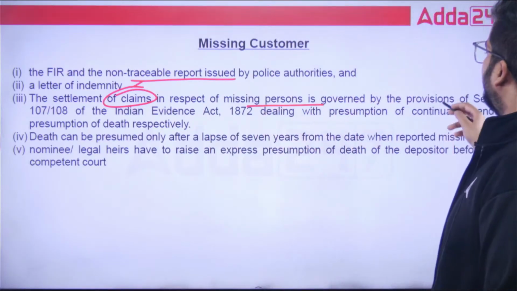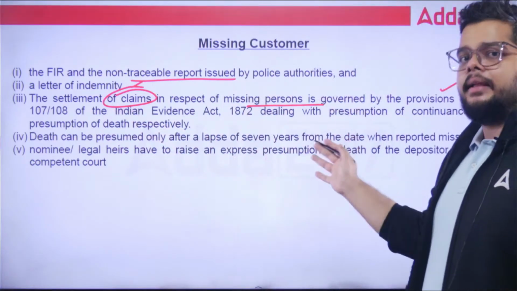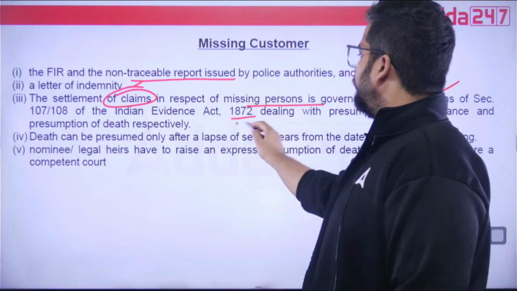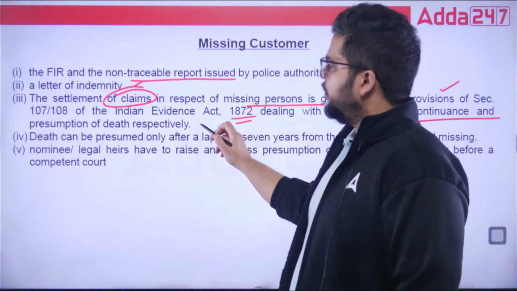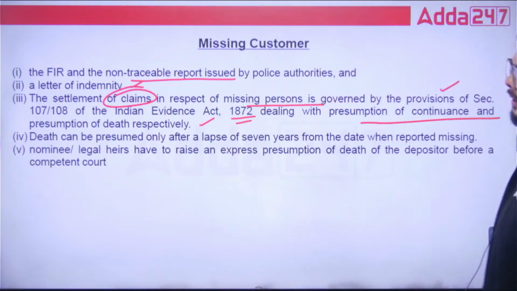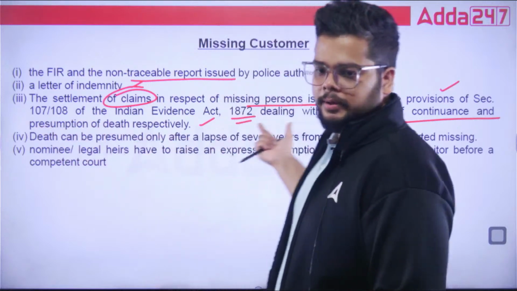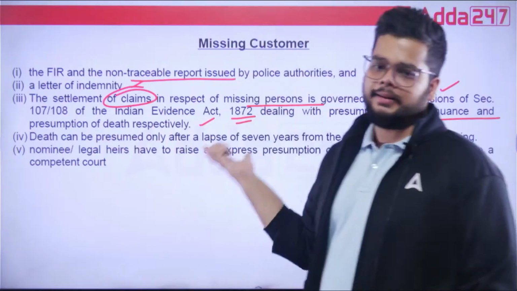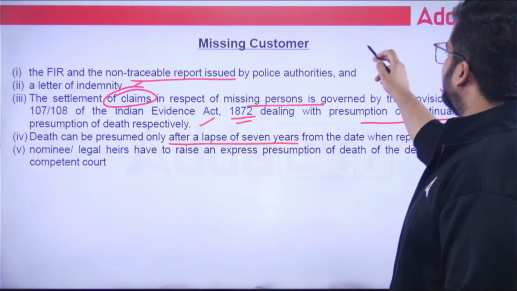It will be governed by the provisions of sections 107 and 108 of the Indian Evidence Act 1872, dealing with the presumption of continuance and presumption of death respectively. So 107 talks about the continuance and 108 talks about the presumption that the person has died. Death can be presumed only after the lapse of 7 years.